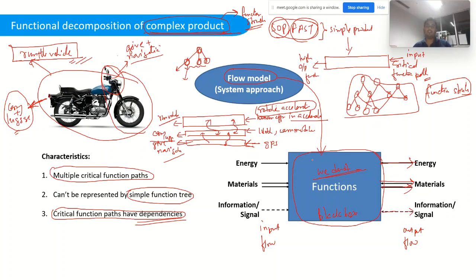Okay, so generally, any complex product, the inputs and the outputs can be classified into three categories. One is energy. For example, in case of a bike, what is the energy? It is the rotational motion. How? You rotate the accelerator, right? So rotation. Okay, so it's a mechanical energy.